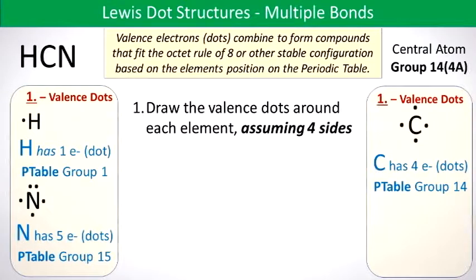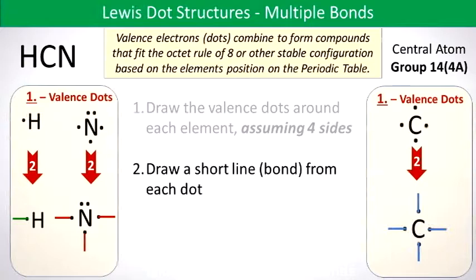Following the rules that were taught for drawing single bonds, we first lay out the Lewis structures of the individual elements as shown here, with carbon being the central atom since it's in group 14 or 4A, and hydrogen and nitrogen will form the peripheral elements. So step 1 is draw the valence electrons around, assuming 4 sides of the elements.